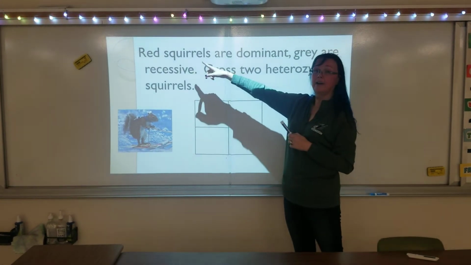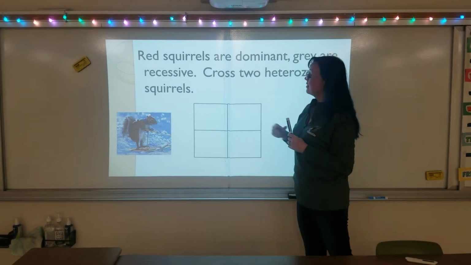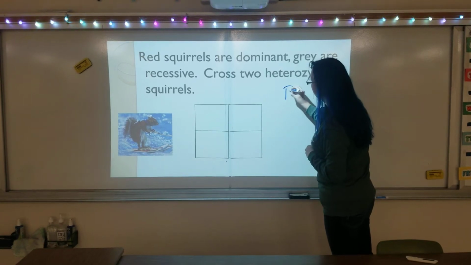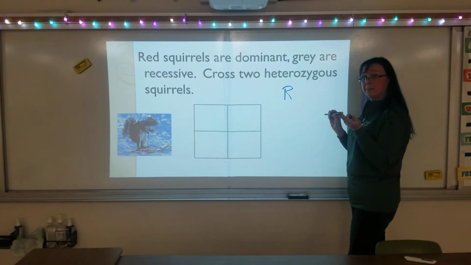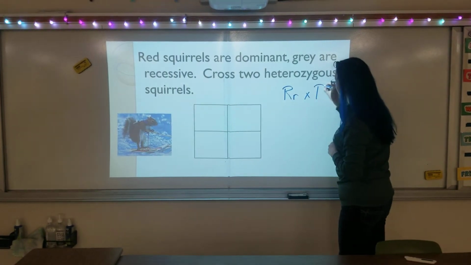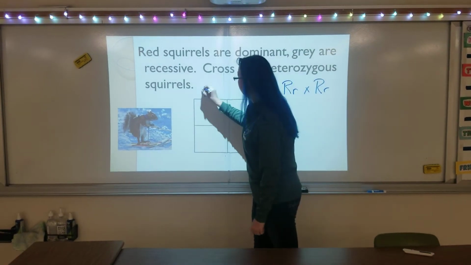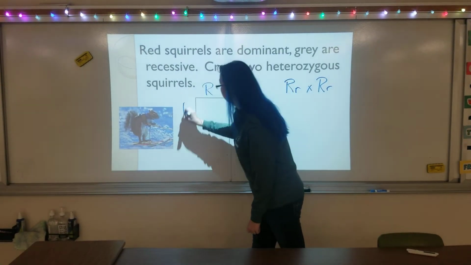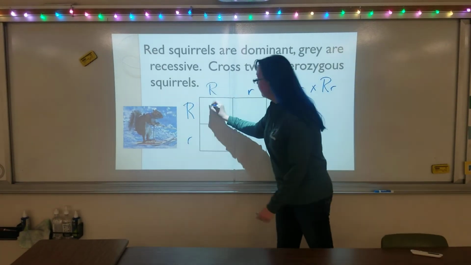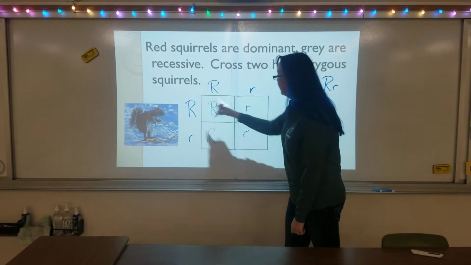So we're going to be using an R for this, because red is dominant. Dominant always names it after itself. So we have 2 heterozygous. Heterozygous means that we have 2 different size letters. So we've got a capital R and a lowercase r. And we've got 2 of them. Okay, so now I'm just going to plug this into my Punnett square. I'm going to do it just the same way that I did before. Up, down. And then left, right.